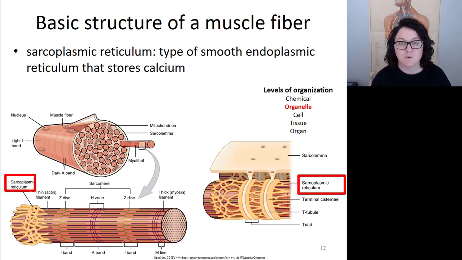In our cells unit, we talked about an organelle called the endoplasmic reticulum. And the endoplasmic reticulum could have different functions like detoxification or making proteins or storing calcium. The sarcoplasmic reticulum is just a type of endoplasmic reticulum that stores calcium for the muscle fiber. You absolutely have to have calcium for muscle contraction to occur. It's critical, and we talk about this more in another video.